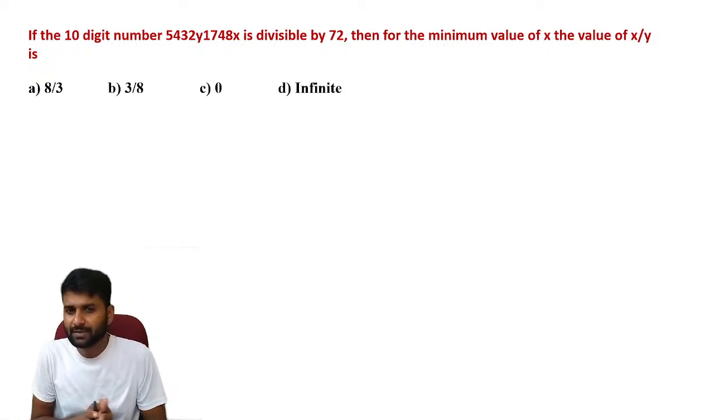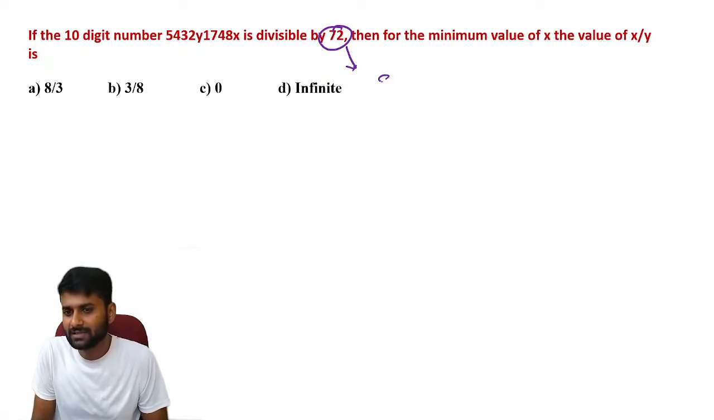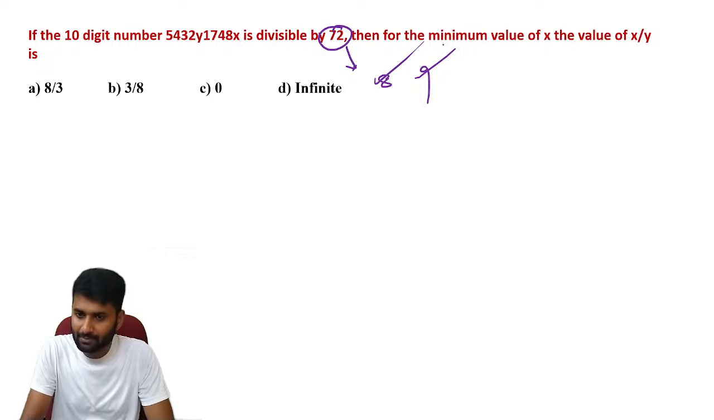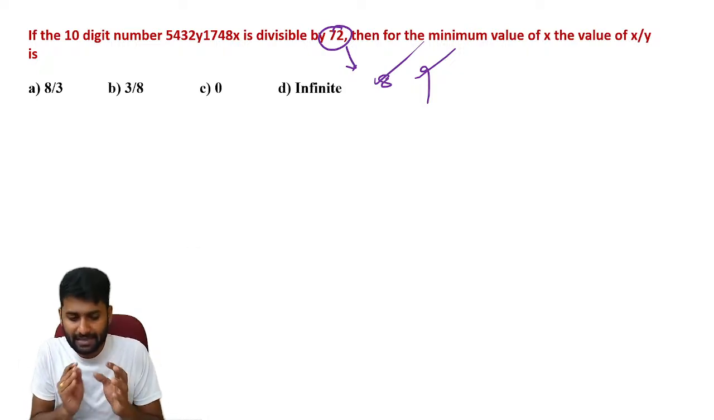Now, if the 10 digit number 5432y1748x is divisible by 72, then the minimum value of x, the value of x by y is. See, if any number is divisible by 8 and 9, then the same number is also divisible by 72. Why? Because LCM of 8 and 9 is 72.